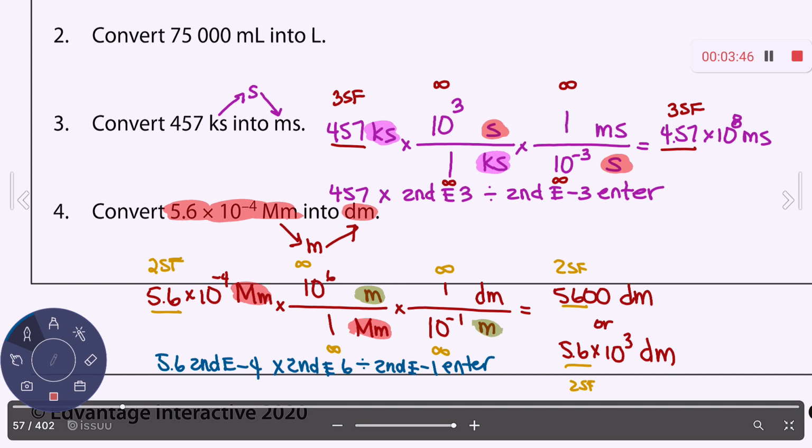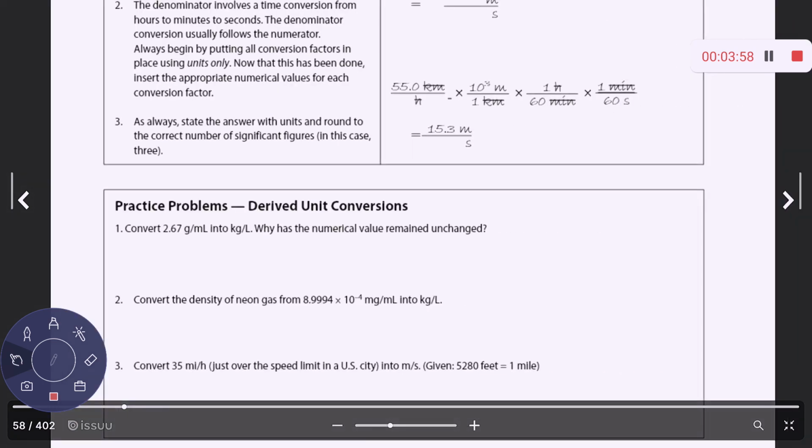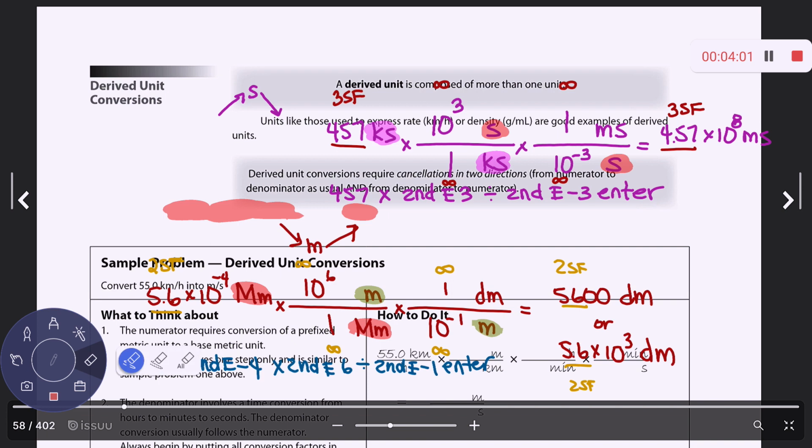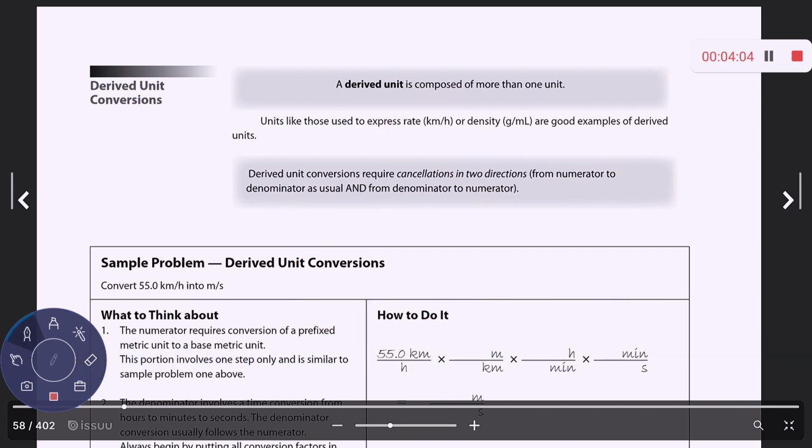Okay. Let's move on to derived unit conversions on the next page. Derived units come from multiplying and dividing units together. So that means more than one unit is going to be present. Some typical examples would be rate, which is a fraction unit. So here we've got kilometers per hour. Another example would be density, grams per milliliter. And derived units typically require us to cancel the numerator and the denominator.